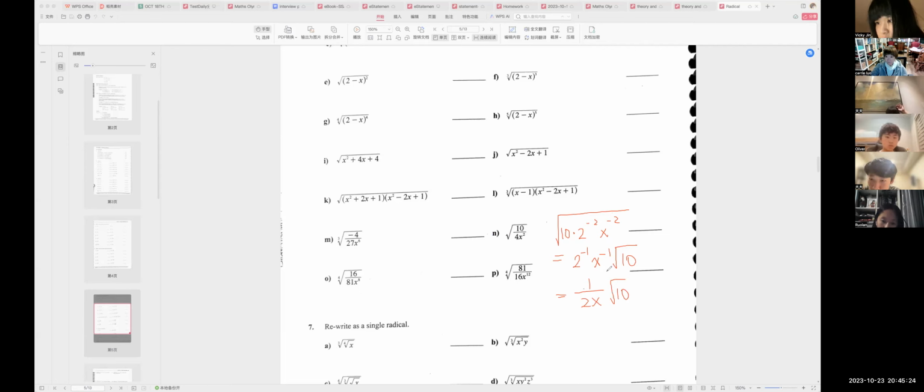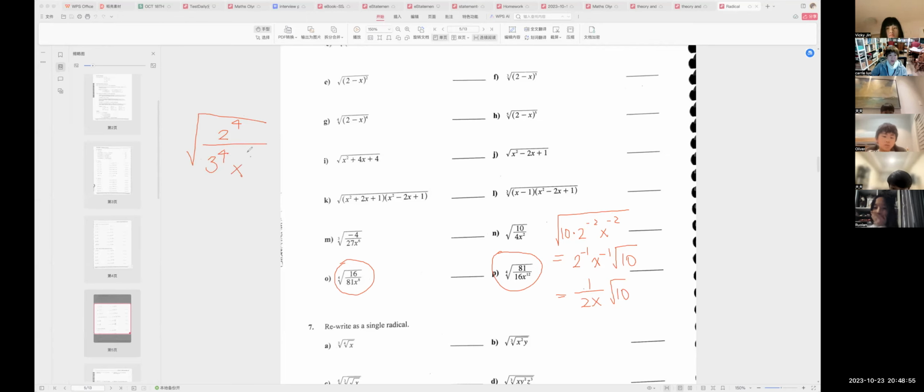Finished? Okay, so everybody, let's take a look at number O and number P. These two questions, I give you some time. You do it yourself, okay? Let's take a look at this one. So the radical 4, okay? So 16 is obviously equal to 2 to the power 4, right? And 81 is 3 to the power 4, right?